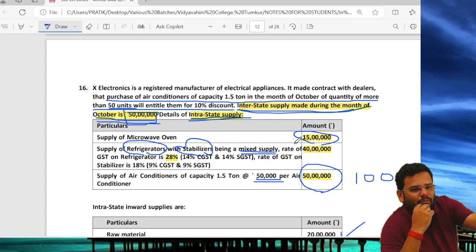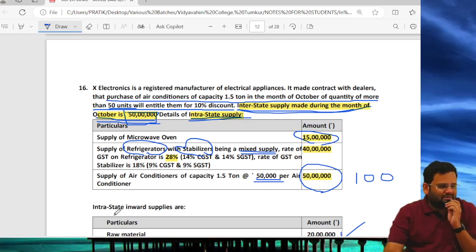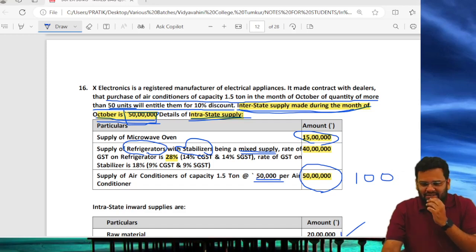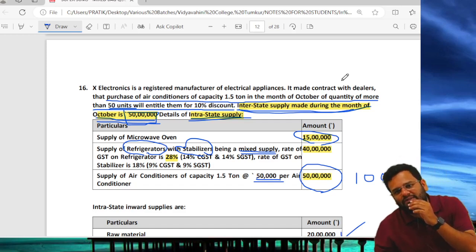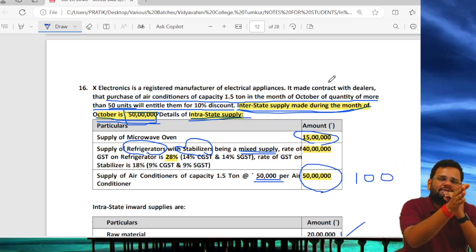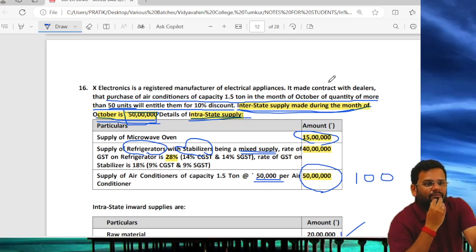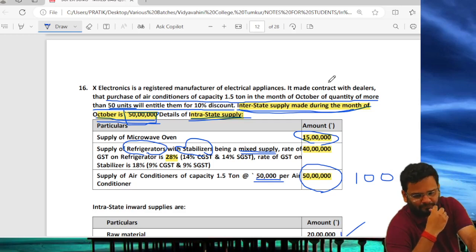So give the heading: computation of assessable value of intrastate and interstate supply and total output tax payable. Computation of assessable value of intrastate and interstate supply and total output tax payable. Is the heading absolutely clear to all of you?